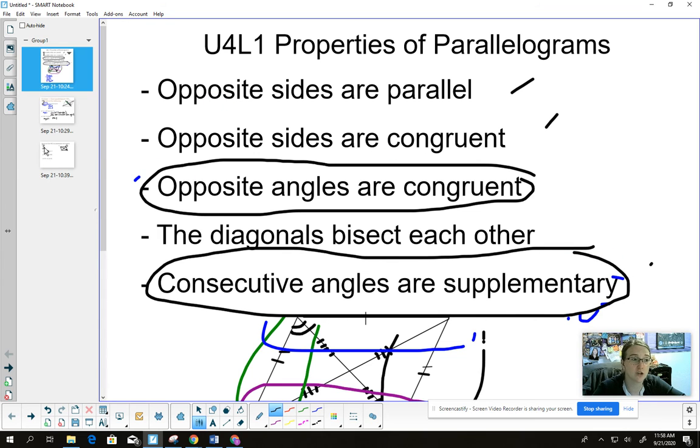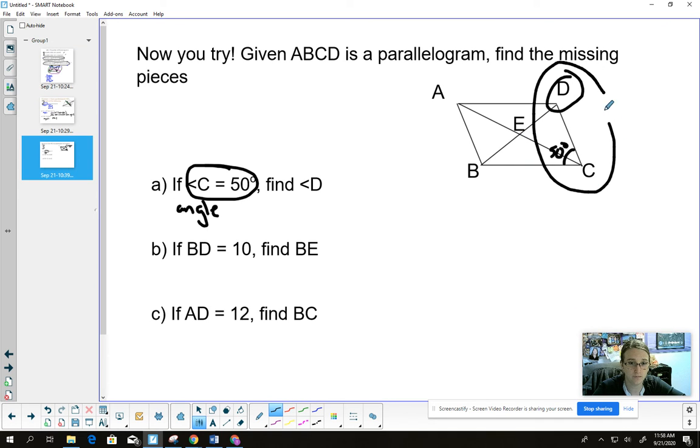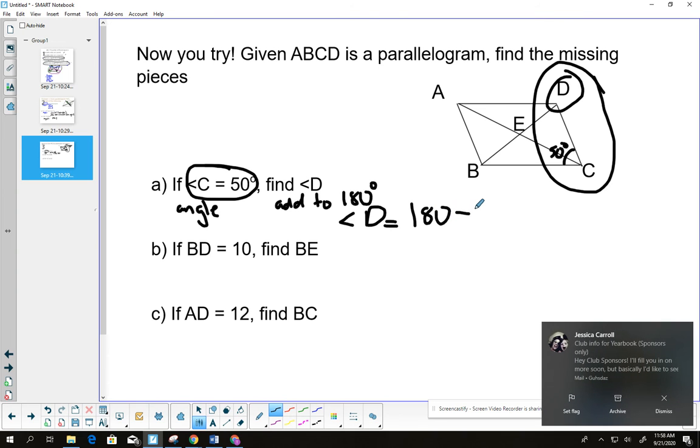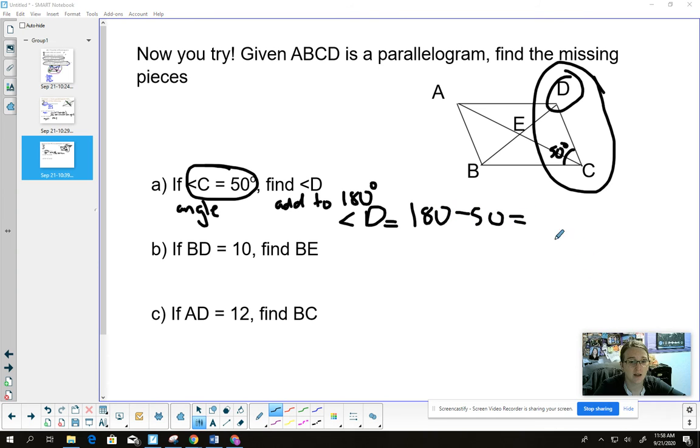So we need to look at the picture and determine, are these opposite angles or consecutive? What do we think? Are those opposite or consecutive angles? Consecutive, if they're on the same side, one right after the other, those are consecutive. So this means they add to 180. Consecutive angles add to 180 degrees. So to find angle D, if angle D plus 50 equals 180, if I go 180 minus 50, this would give me angle D. Consecutive angles add to 180.